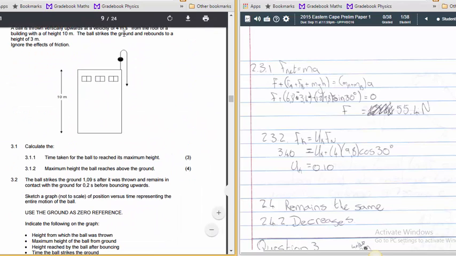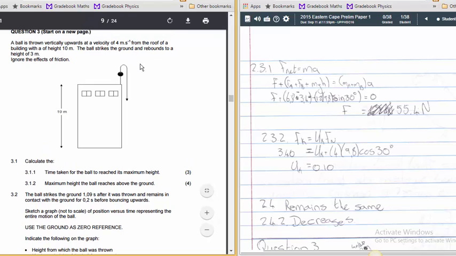A ball is thrown vertically upwards at a velocity of 4 meters per second from a roof of a building with a height of 10 meters. The ball strikes the ground and rebounds to a height of 3 meters. Ignore the effect of friction. So obviously talking about air friction. Calculate the time taken for the ball to reach its maximum height.